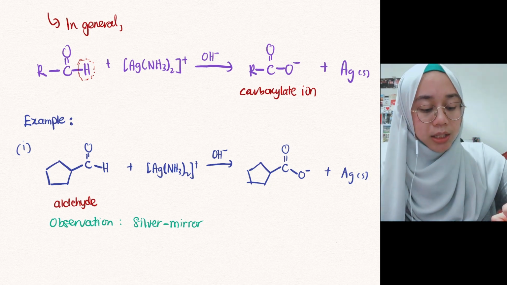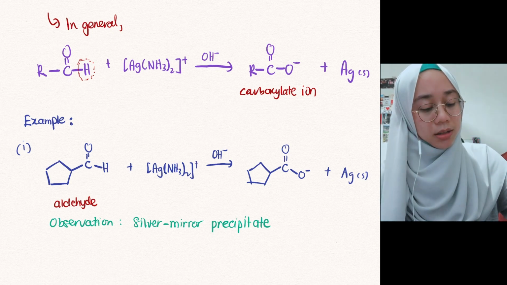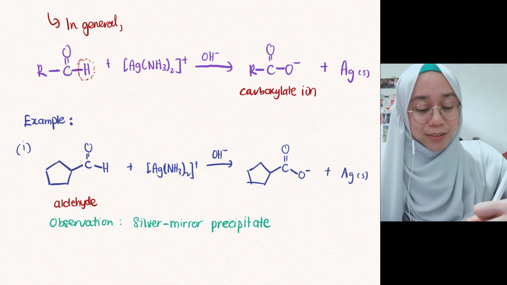Cobaan Miss nak buat tulisan cantik hancur berkecai. Tak apalah, kamu terima je lah. Dah nak setahun dah kamu dengan Miss. Silver mirror precipitate is formed.